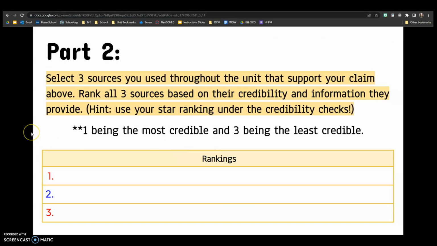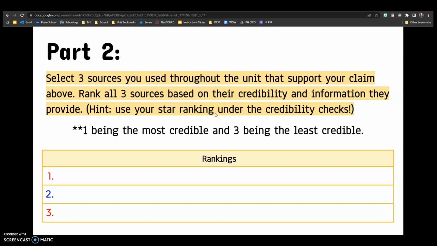It says, select 3 sources you used throughout the unit that support your claim above. Rank all 3 sources based on their credibility and information they provide. Remember, we rank those with those stars, so it should be very easy to see which sources you felt were better or not, based on the number of stars that you gave it. 5 was the best, and 1 was the worst.